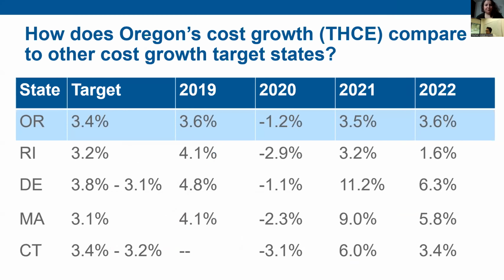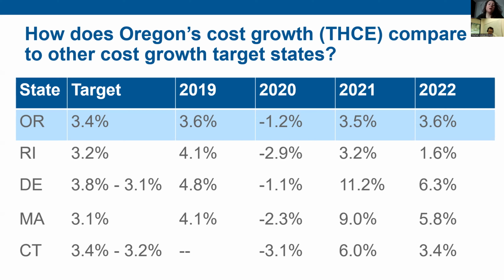Next. So one question that we thought you might have is, how did we compare as a state? How did Oregon do relative to other states? So the other cost growth target states, there are a number of them. Some of them have published their annual reports earlier this month as well. And so we were able to pull data from their reports for the same measurement period, 2021-22 or 2019-22, and look at that cost growth trend statewide. So four other states have published their reports recently. We can look at Rhode Island, Delaware, Massachusetts, and Connecticut.